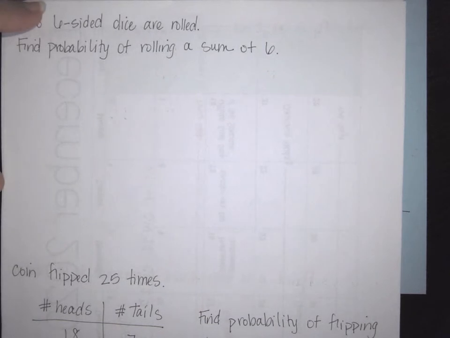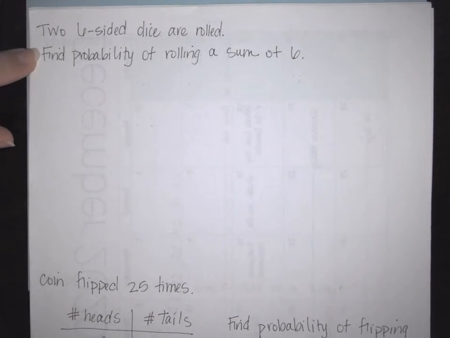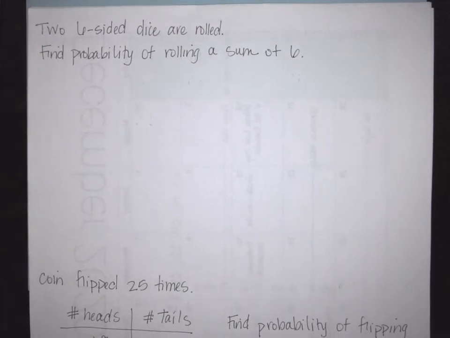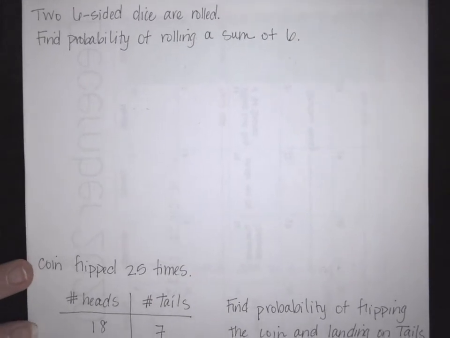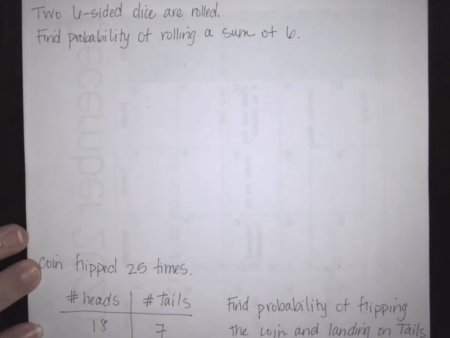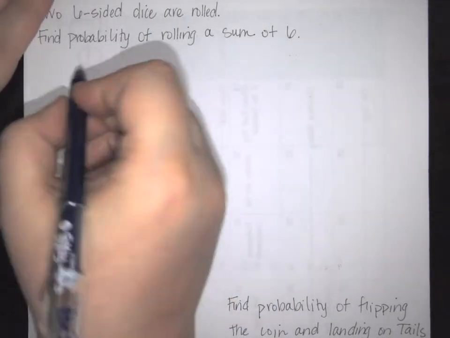So let's take a look at another example here. Now here I've got 2 6-sided dice rolled, and I want to find the probability of rolling the sum of 6. So there's a trick that can be used to make a problem like this a lot easier. And the way that trick works is we are going to set up a table.